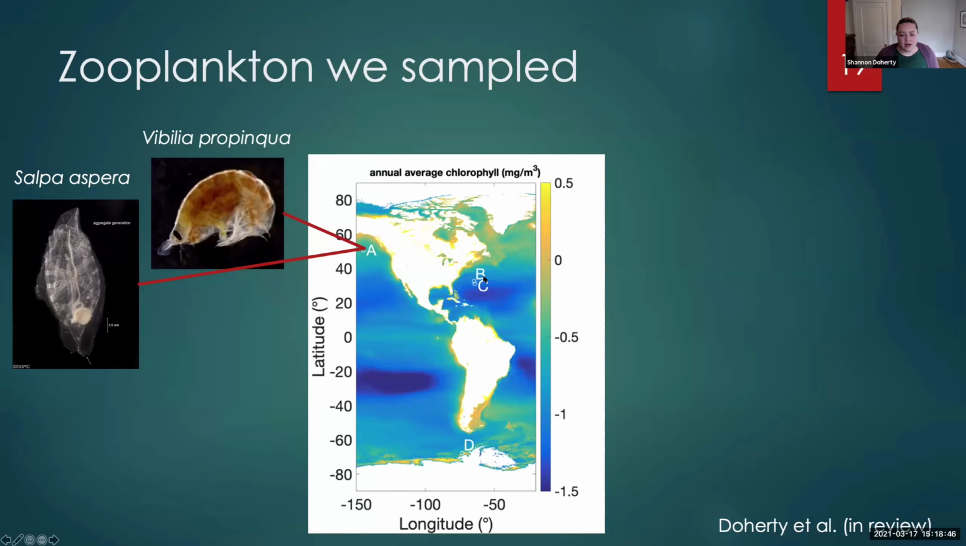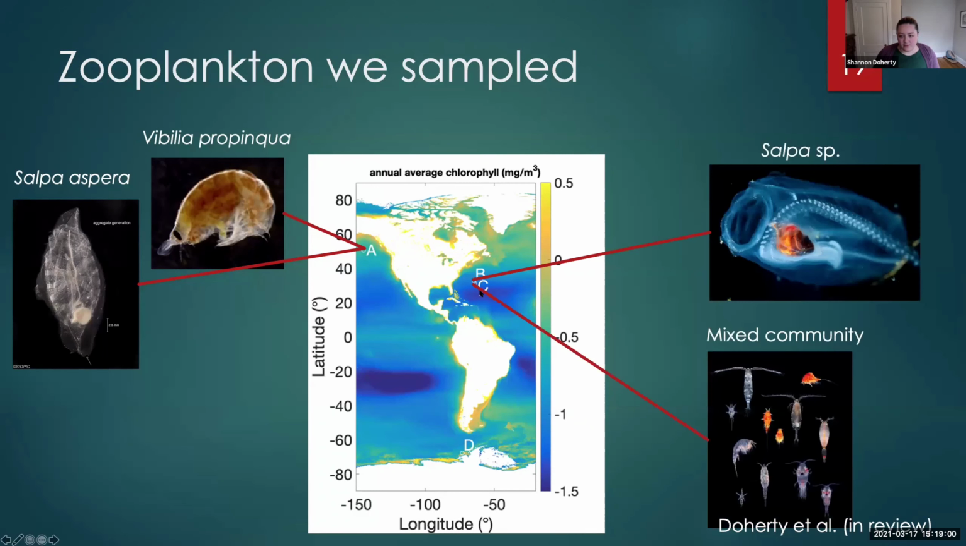And then we have 2 cruises from Bermuda in the Sargasso Sea, which is an oligotrophic subtropical gyre. So we have low nutrient concentration and low production overall annually. From here we have another set of salps, and we have the mixed community of zooplankton. And we measure the mixed community here for 2 reasons.